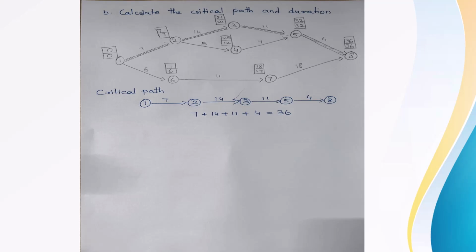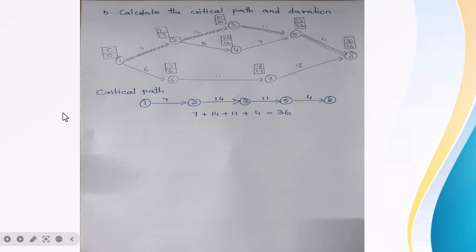Now we have to add the duration of this critical path to get the duration of the project. So 7 plus 14 plus 11 plus 4 is equal to 36, and it is your duration of the project. 36 months is the duration of your project.